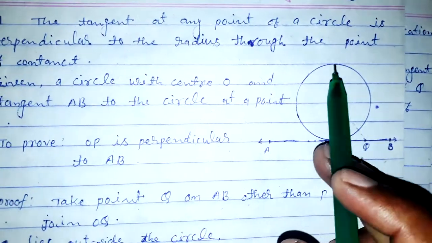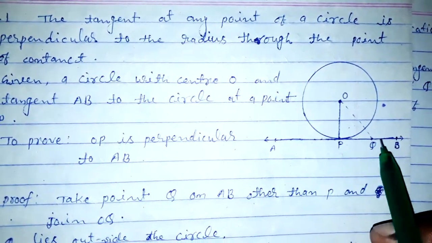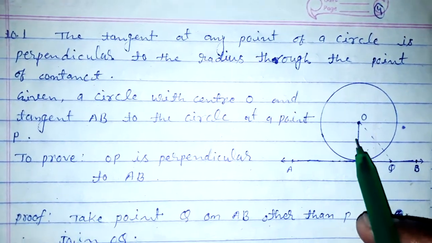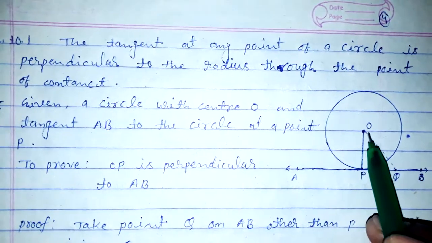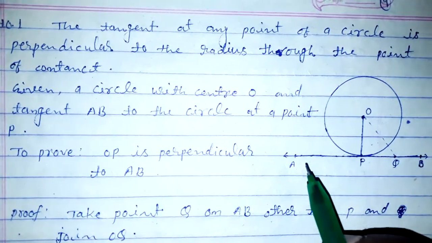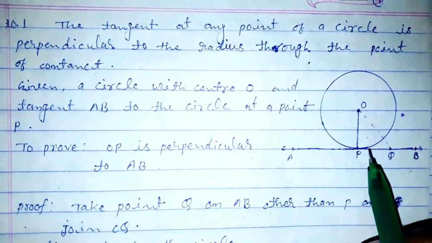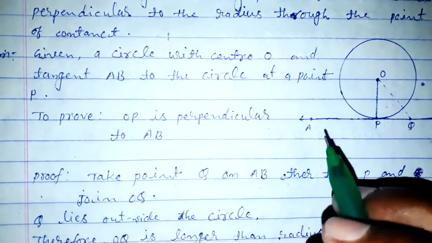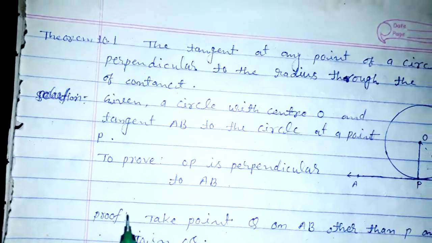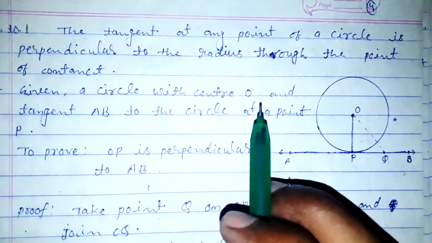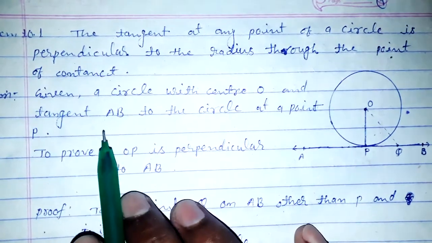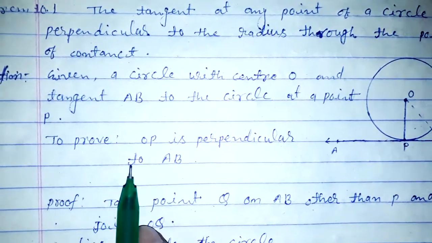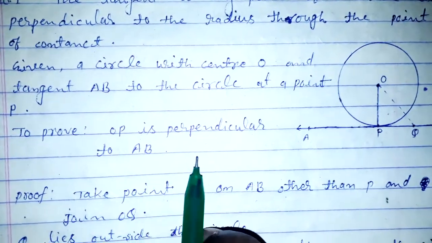The tangent at any point of a circle is perpendicular to the radius through the point of contact. Here in the figure, this is the tangent, and this is a perpendicular line. We will prove that this is perpendicular to AB. This is any line passing through the point O. Given a circle with center O and tangent AB to the circle at point P, to prove OP is perpendicular to AB.